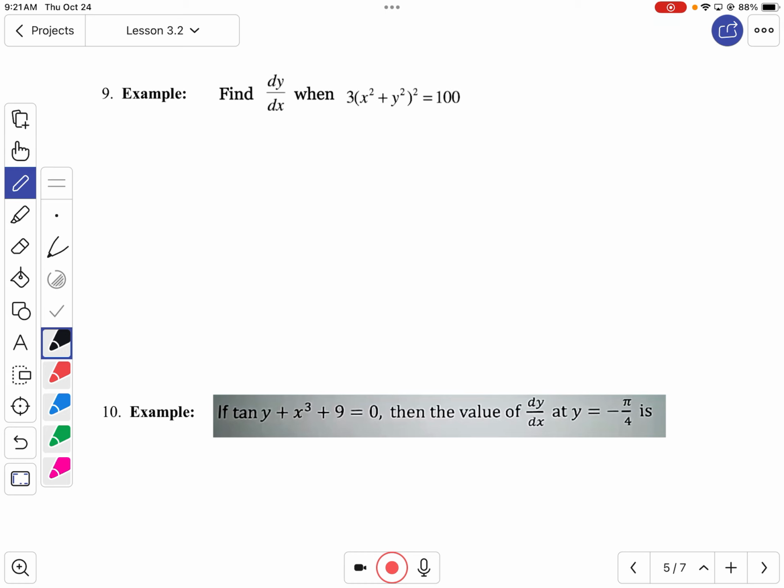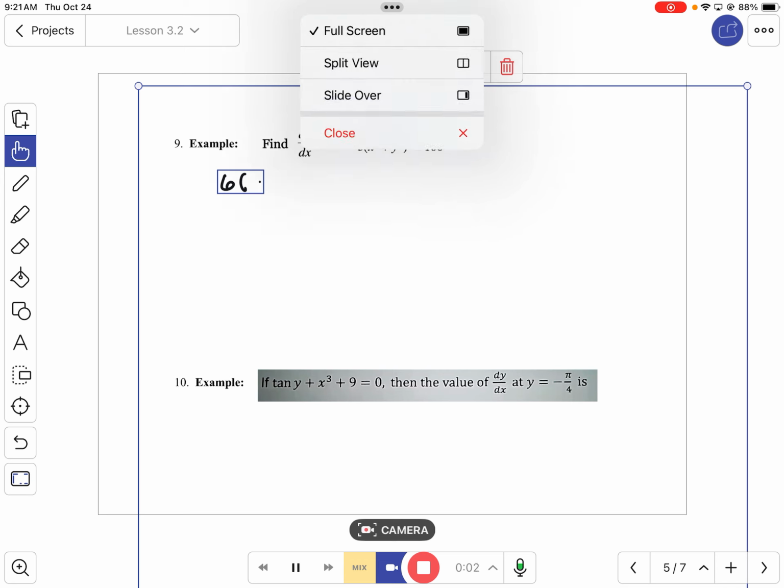Yeah. Okay. Here we go. So we're looking for a derivative. What would you do first? Chain rule. So 2 times 3 is going to give me 6 times.